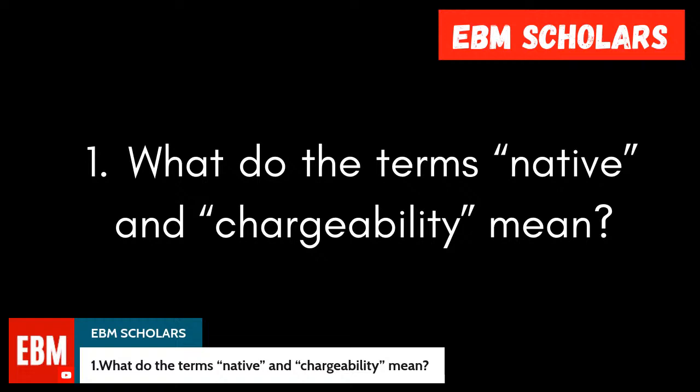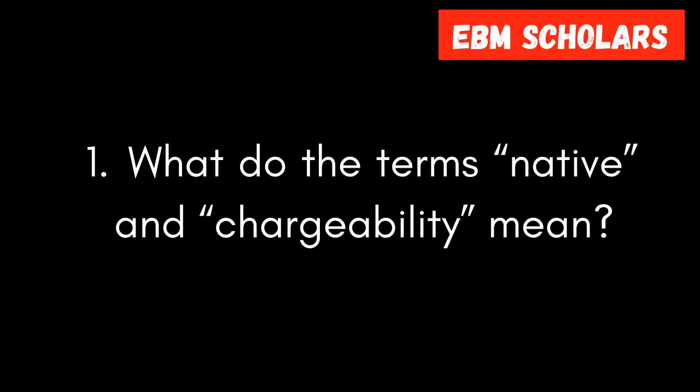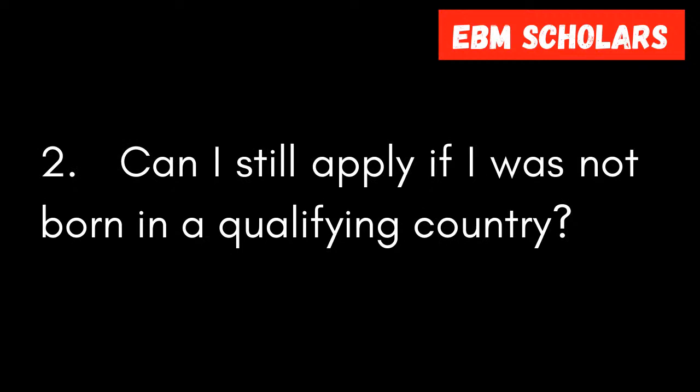So there are all those kinds of scenarios you can be able to do that. But each year, the country of eligibility and chargeability are going to be displayed or provided in the middle of August. I mean, middle of September, when they are going to announce the actual dates for the application. That is question number one about what do the terms native and chargeability mean when you go to apply for the diversity visa lottery. Let's go to question number two.